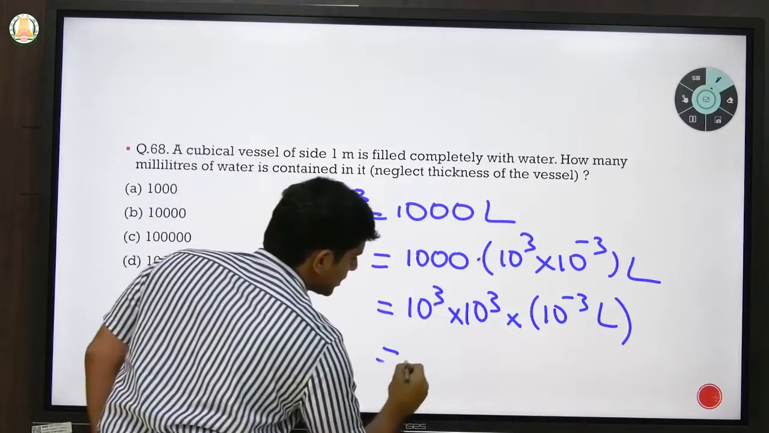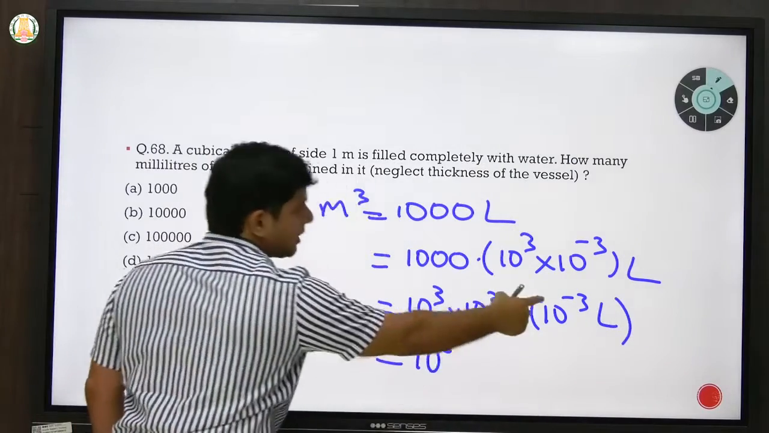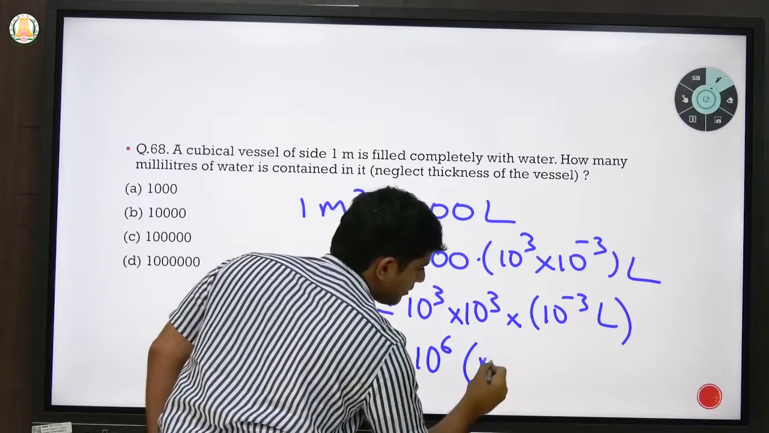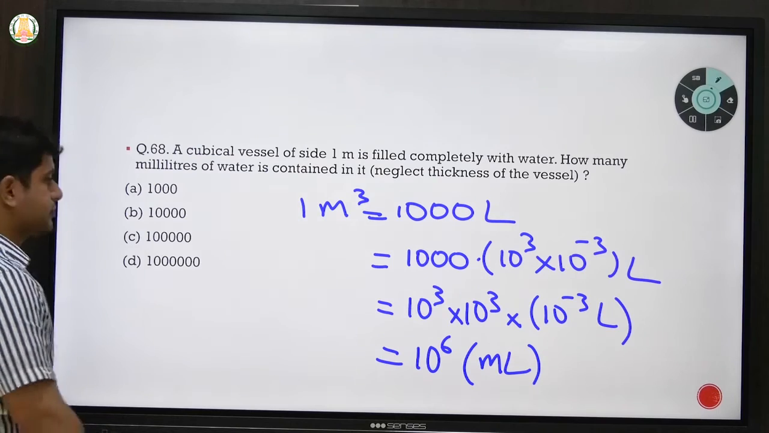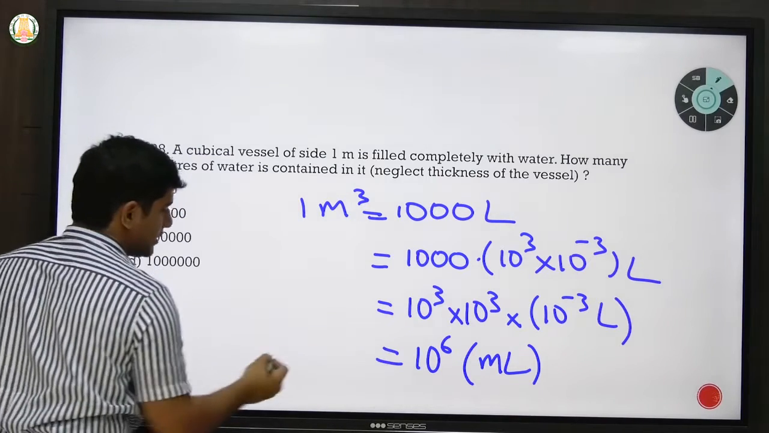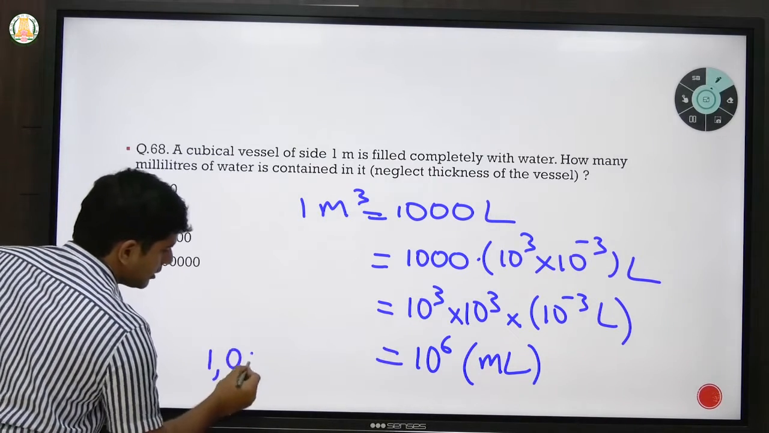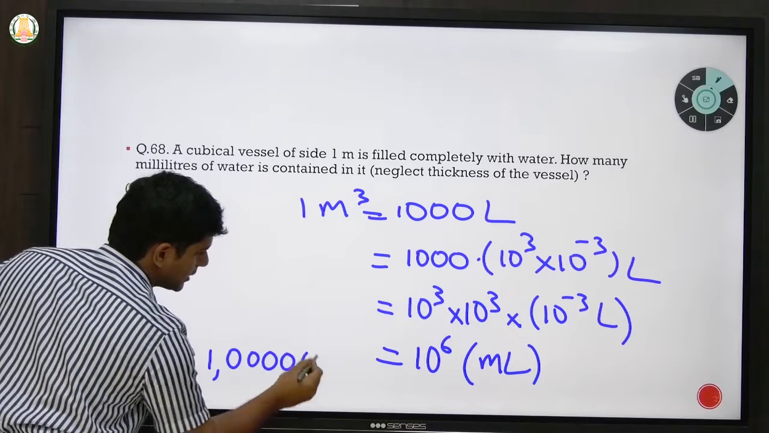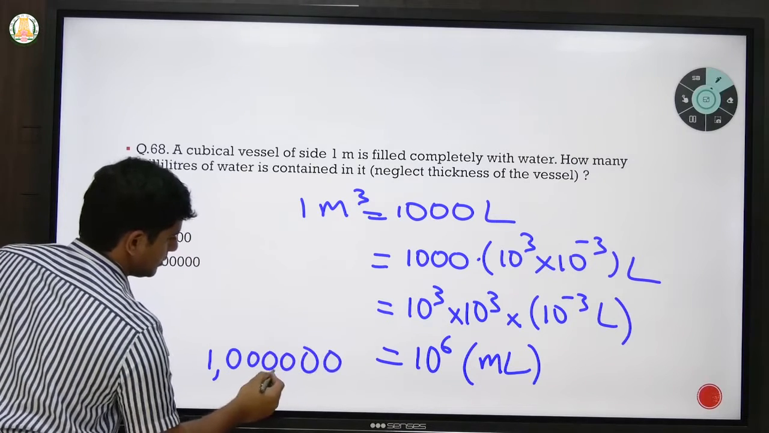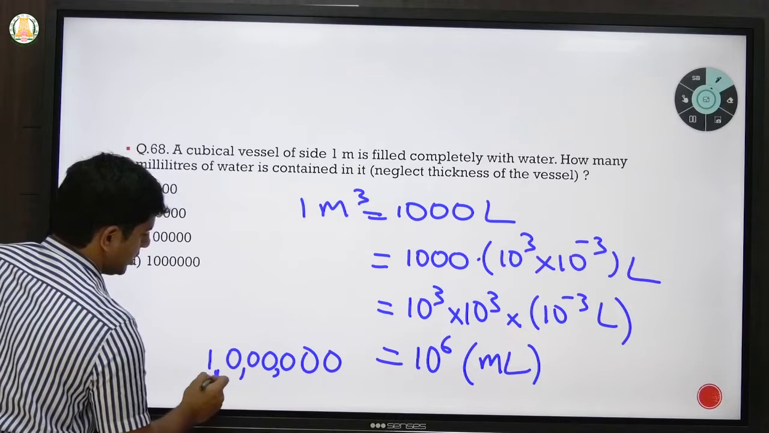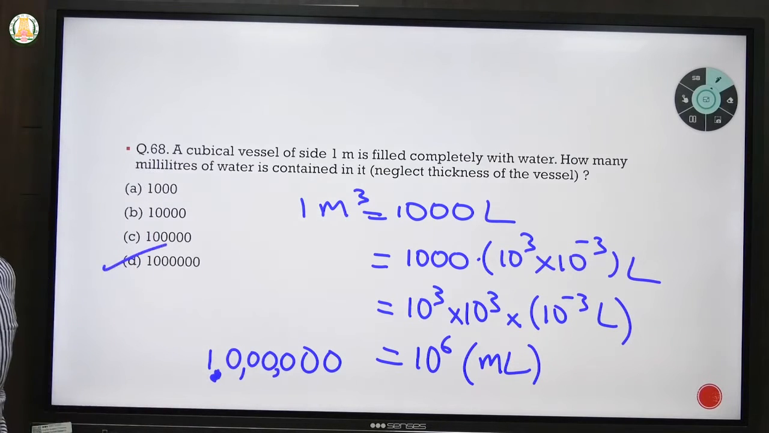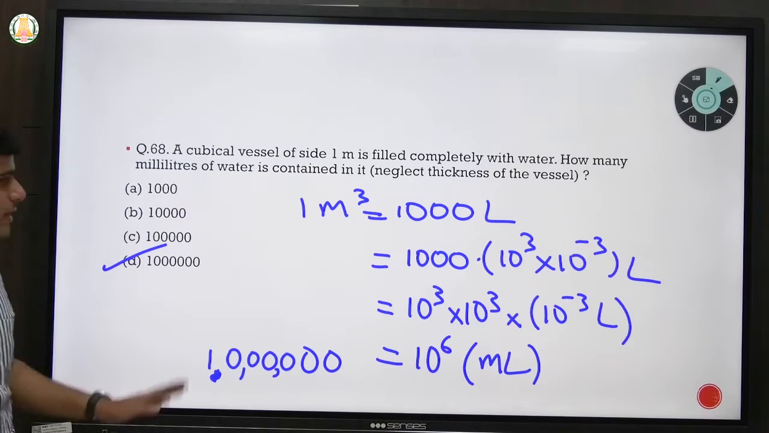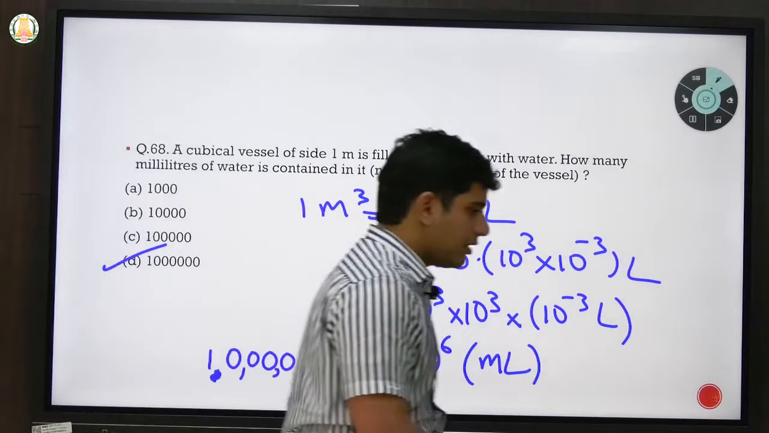This is what? 10 power 6. And we know 10 power minus 3 is milli. We have just seen in the table. So 10 power 6 milliliters. So 10 power 6 is 1 followed by 6 zeros. Okay, this you remove, it will be 10. So answer will be this, option D. Okay, it's a basic calculation, simple calculation.